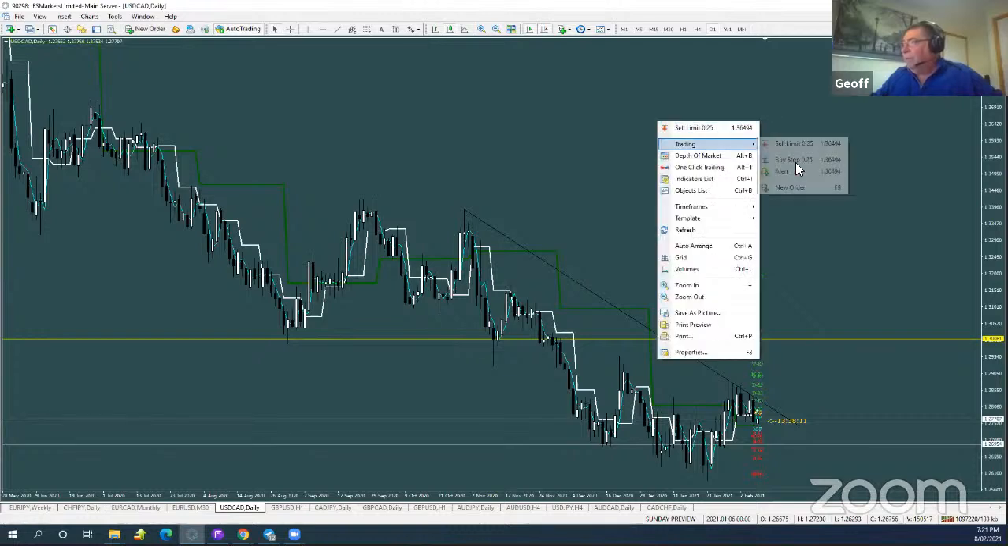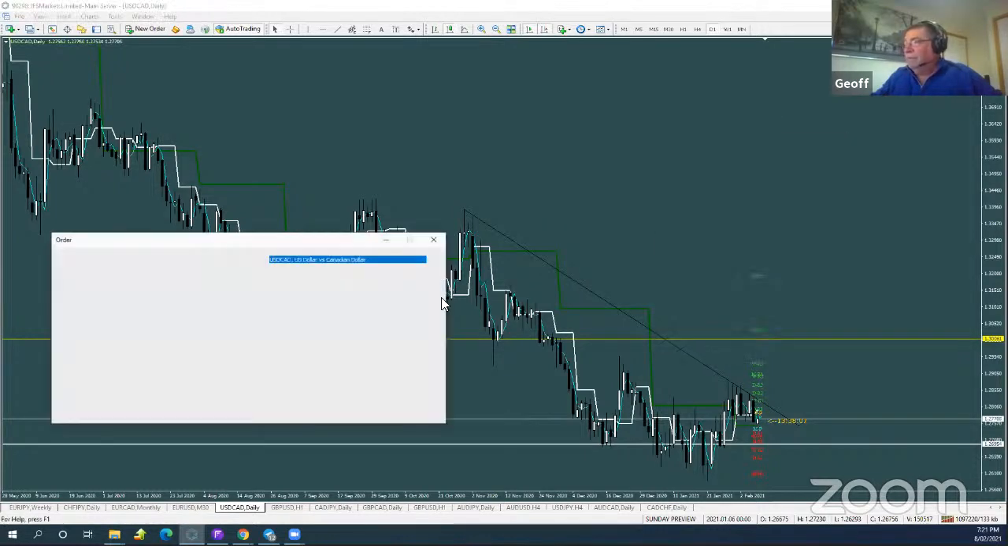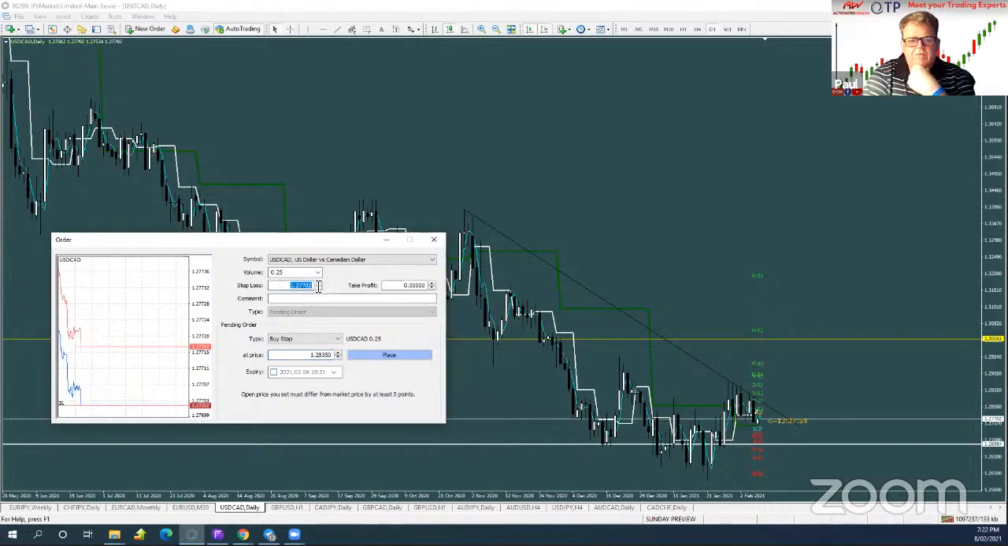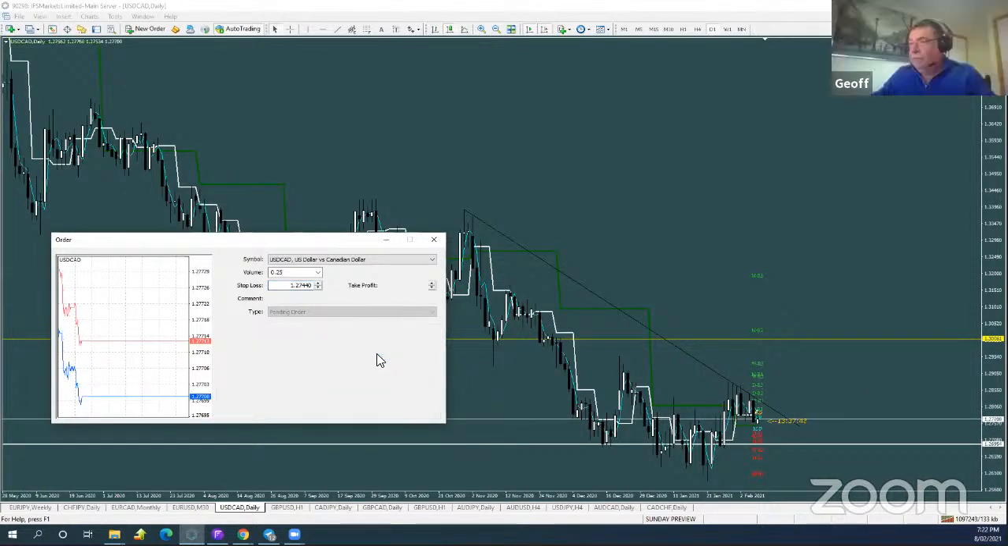I'll put that on here before we go any further. So just repeating, entry level is 1.2835, and the stop loss 1.2744. And do you want to put TP1 or are you going to do that manually? Yeah, I'll just do it manually.